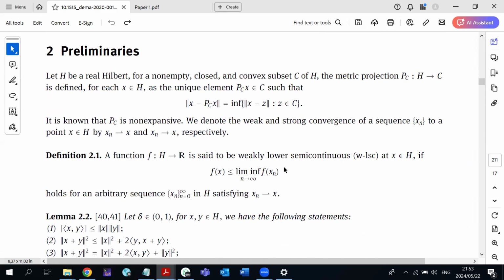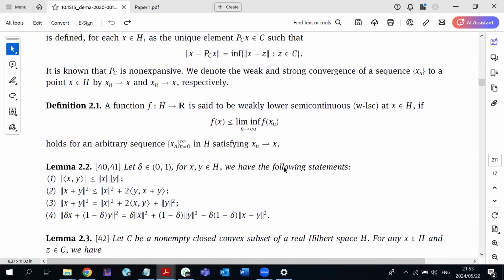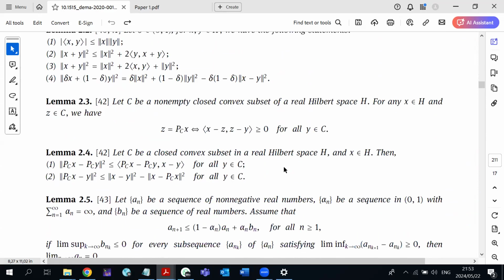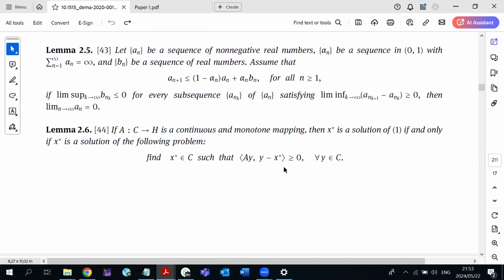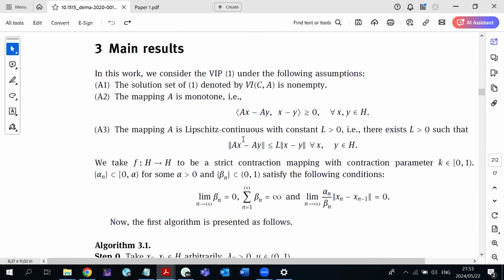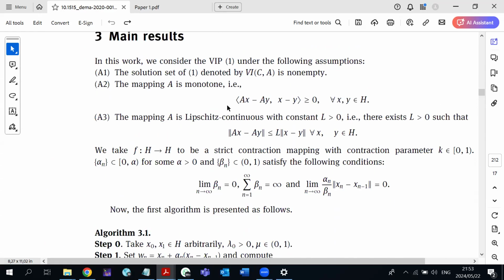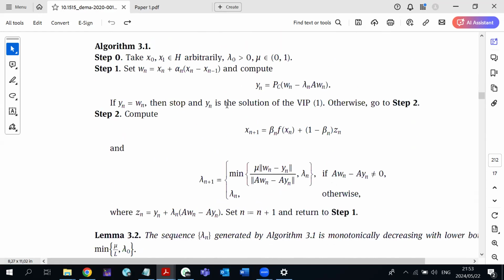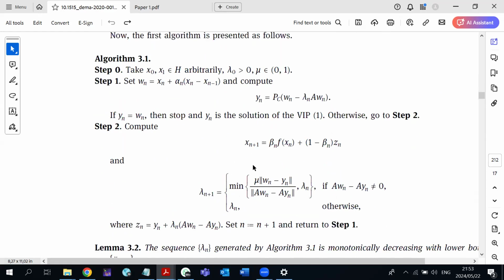So here we have some preliminaries and the results of the other authors that are applicable. So yeah, in our main result here.